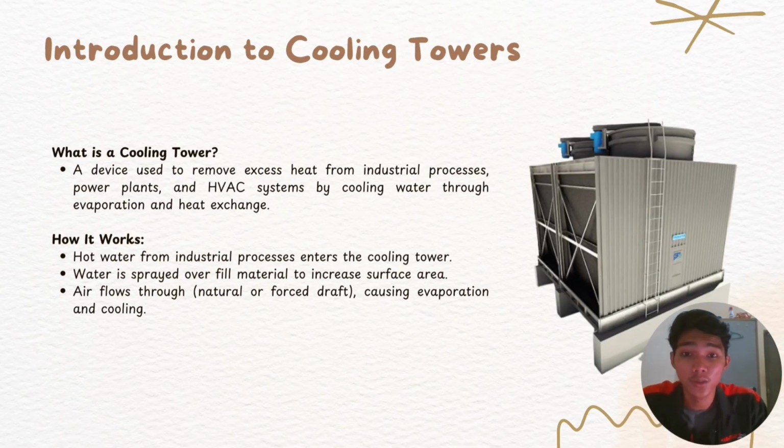We move to the cooling tower. What is a cooling tower? A cooling tower is a device used to remove excess heat from industrial process, power plants and HVAC systems by cooling water through evaporation and heat exchange. So how does it work? The first one, hot water from the industrial process enters the cooling tower, and then the water is sprayed over fill material to increase surface area, and the last one, air flows through natural or forced draft, causing evaporation and cooling.